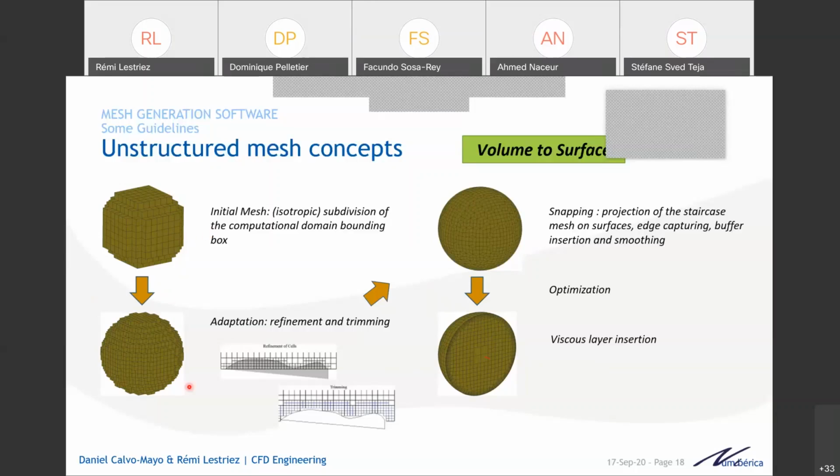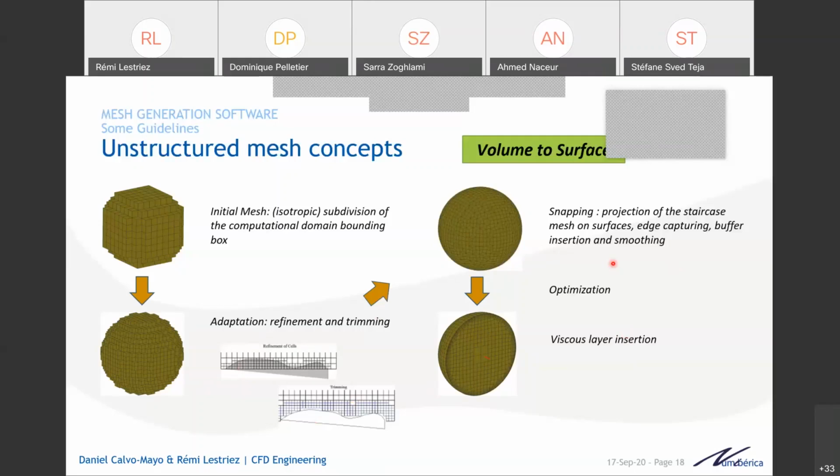Then at the next step, you have the adaptation, where you will capture different geometry features with refinement. Either you want a cell size, or you want to adapt in function of the curvature, or if you have a gap and you want a number of cells in the gap. Then you have also the trimming step, where you remove the cells that are off the volume that you're interested in. And then comes the core of the code, that is the snapping optimization.